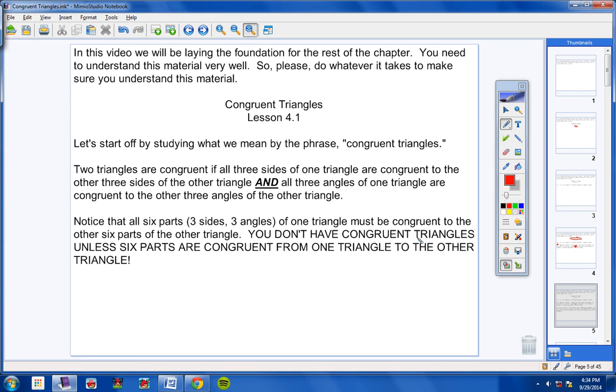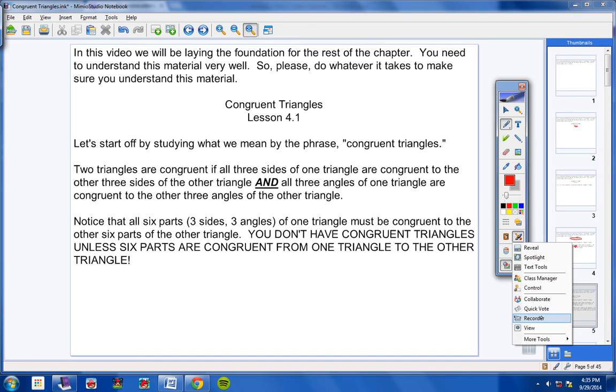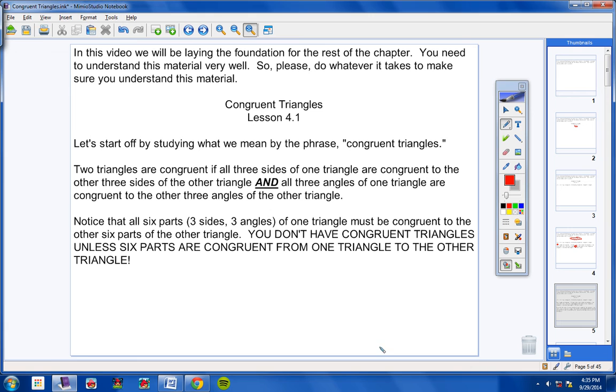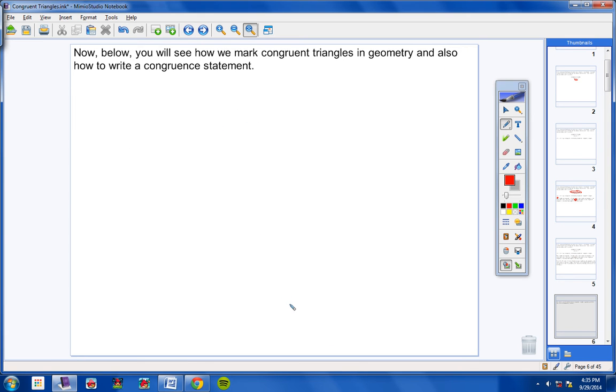You don't have congruent triangles unless six parts from one triangle are congruent to the other triangle. Please understand that, and please don't be confused. Okay, now let's continue on.